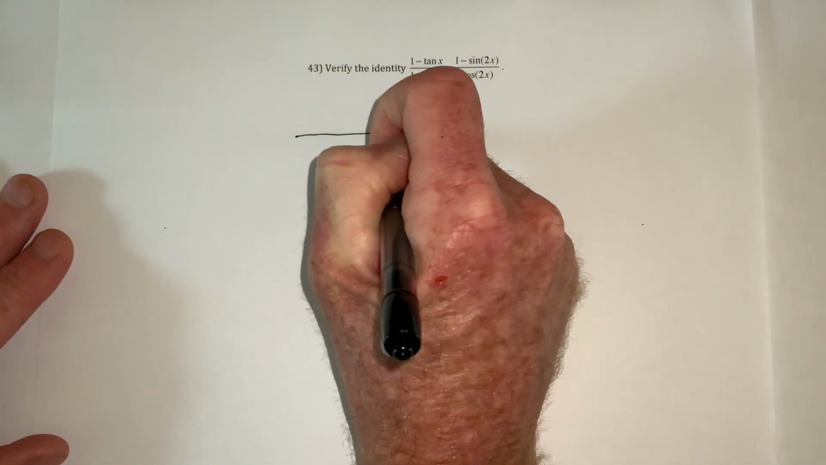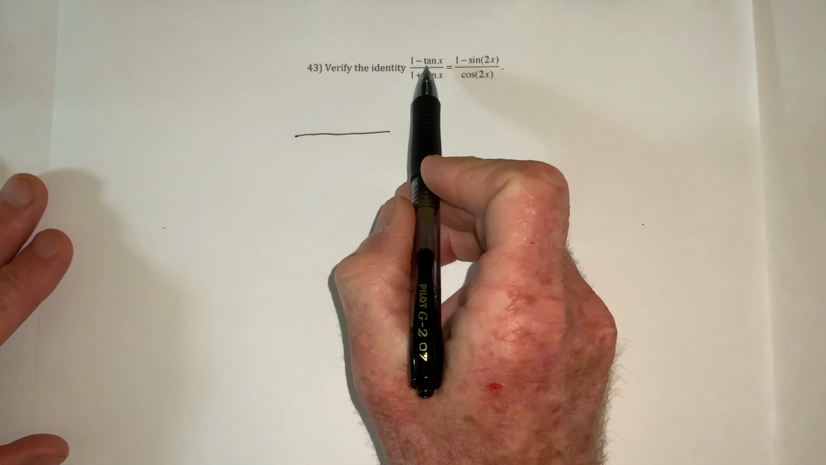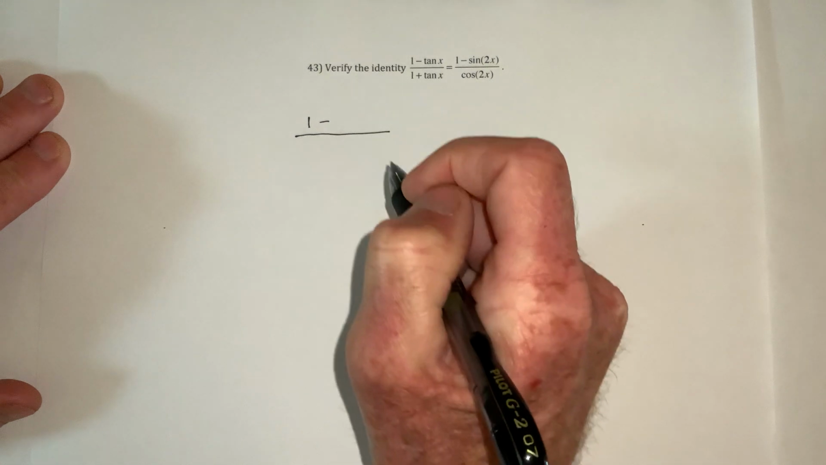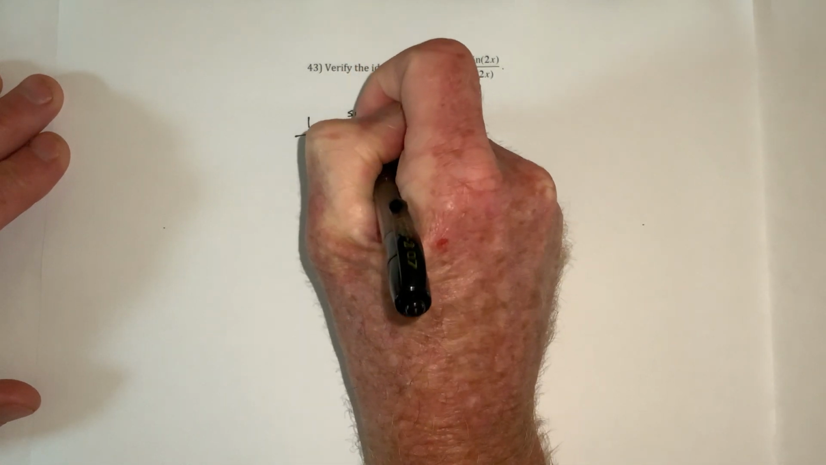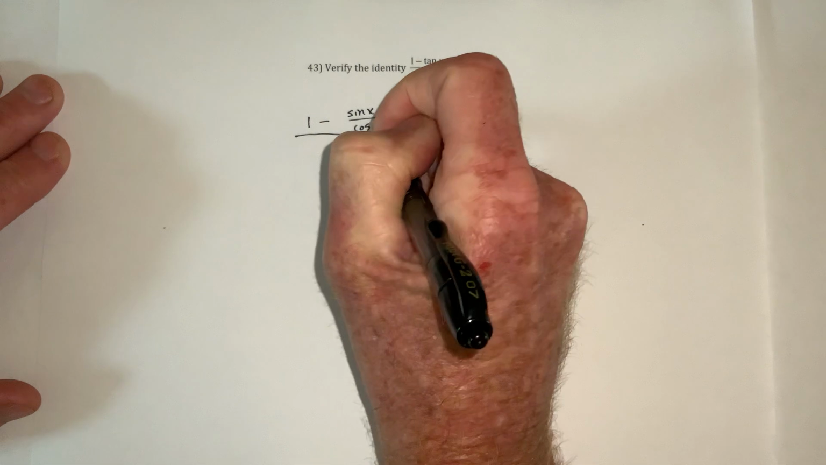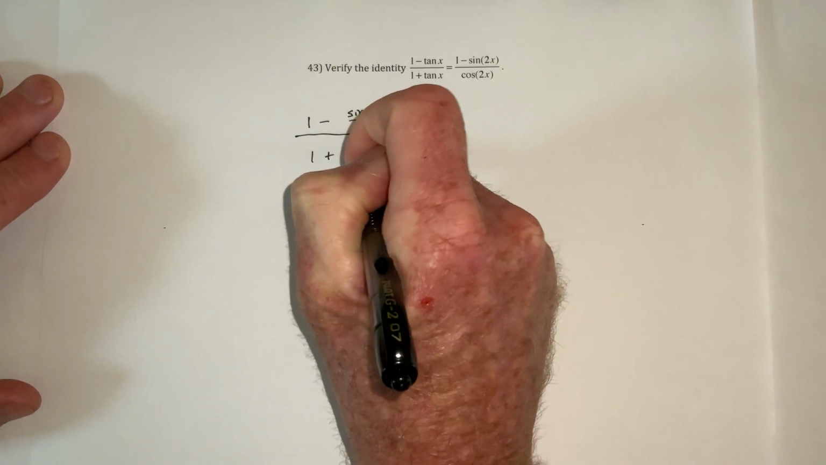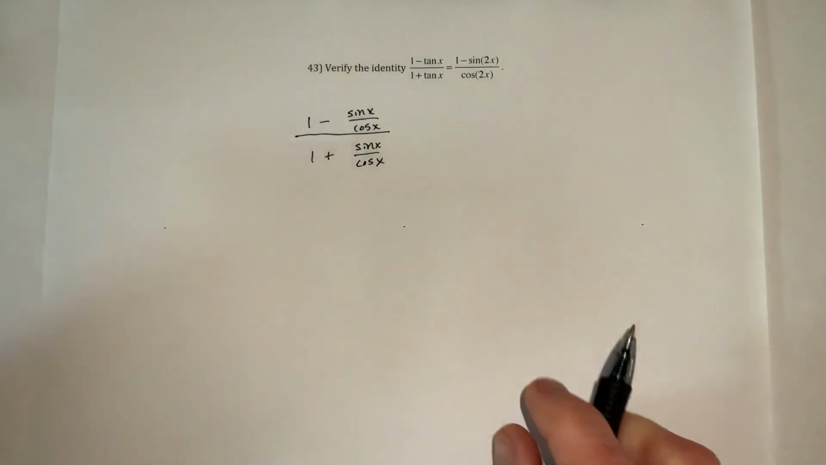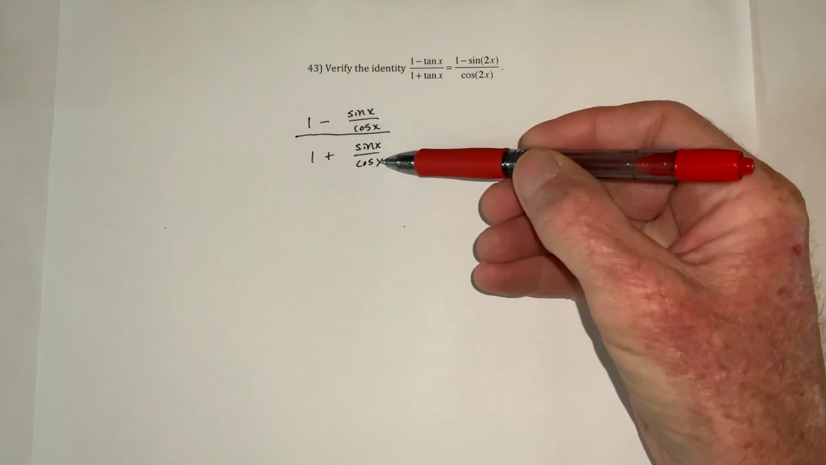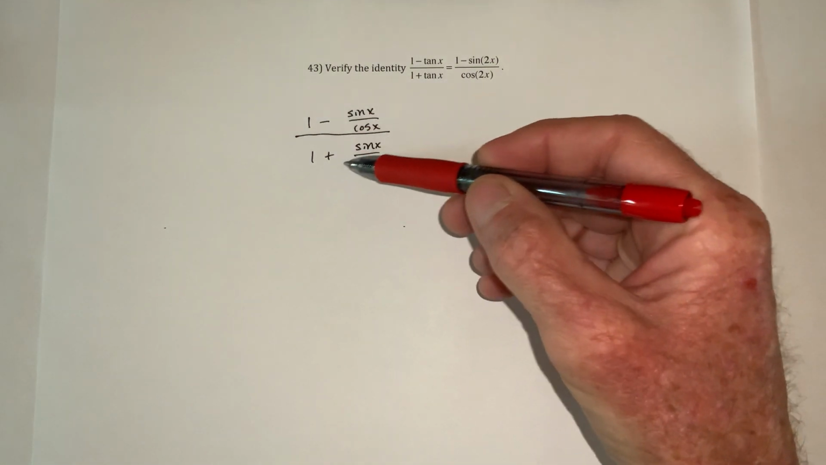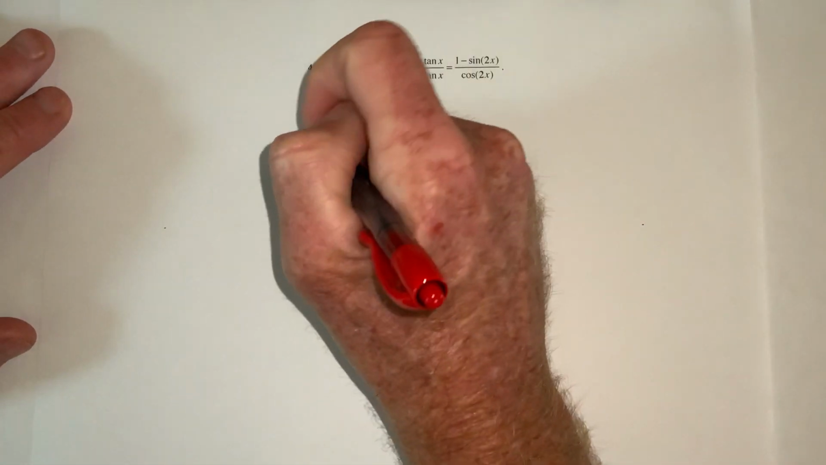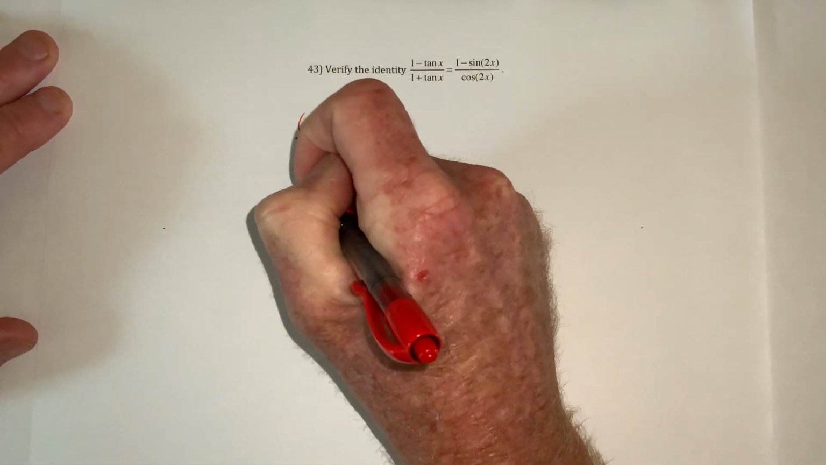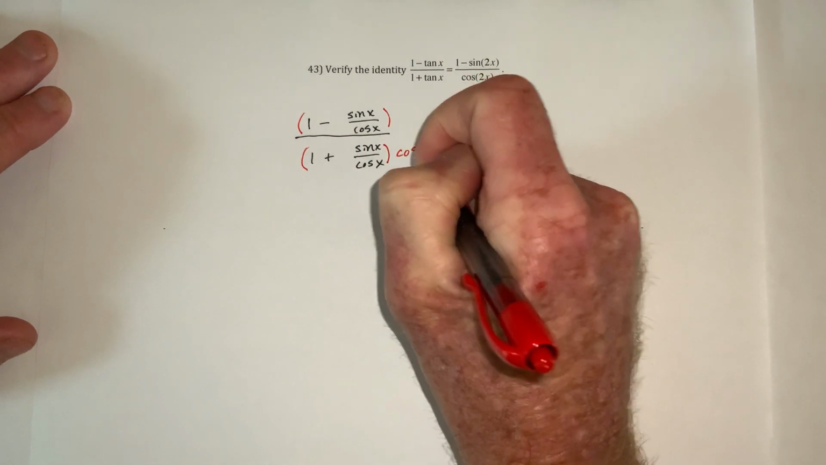And on the left-hand side, I'm going to rewrite tangent as sine over cosine. So the numerator will look like 1 minus sine x over cosine x. The bottom, 1 plus sine x over cosine x. Part of the reason that I like that is now there's this common denominator of cosine x. And this whole thing is a complex fraction, which I can simplify if I multiply the top and the bottom by cosine of x.